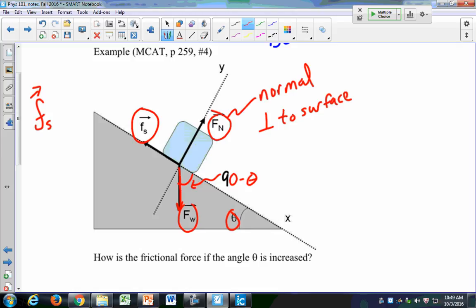And so in this case, it opposes the direction that the object would tend to move. So in this case, the block would tend to move down the inclined plane, so the frictional force is up the inclined plane. However, if I was pushing this block up the inclined plane, then the frictional force would be opposite that motion, or down the inclined plane. The frictional force always opposes the direction of motion.